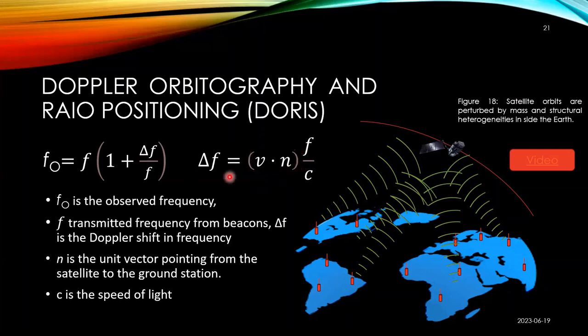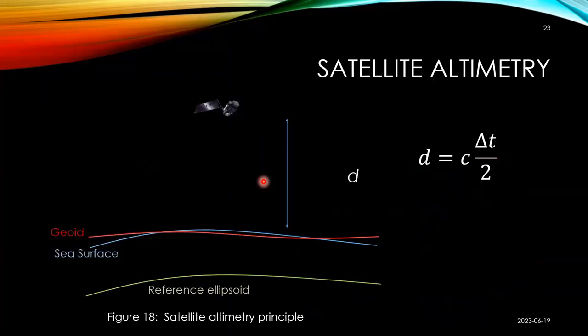So if we measure these Doppler shifts, based on these measurements, and also since we have the coordinates of the beacons, we can determine the coordinates of the satellite. And today there are many satellites, especially altimetry satellites, equipped with the DORIS system antenna. So their orbits are determined precisely with this system. Ultimately, the principle is very simple.